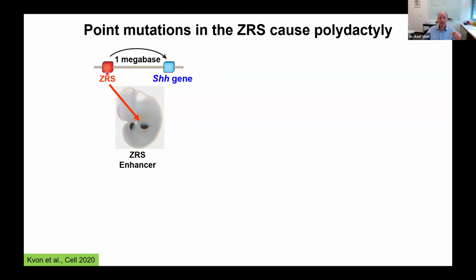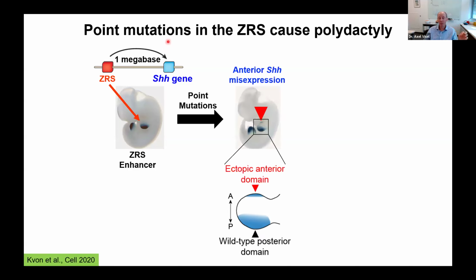One remarkable thing is that it is located at a really large distance from its target gene, which is sonic hedgehog, both in human and in mouse. It's about a megabase away from the target gene. But it's also remarkable because there is a large number of documented point mutations in this enhancer that actually cause a phenotype that you can very easily measure in experimental settings, which is a limb phenotype.